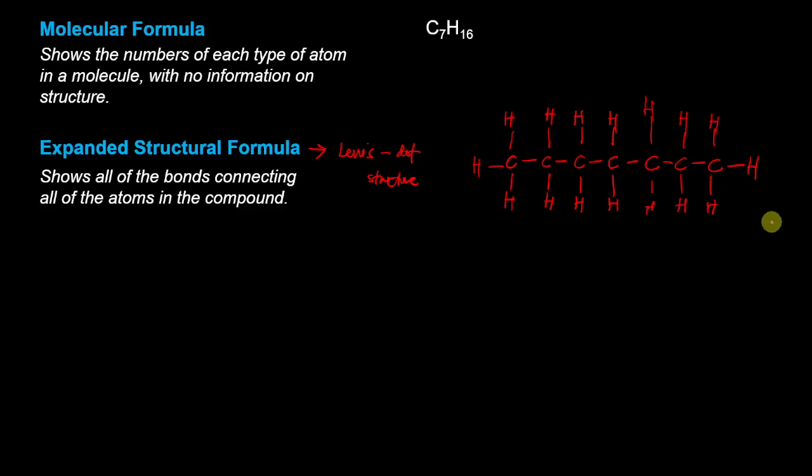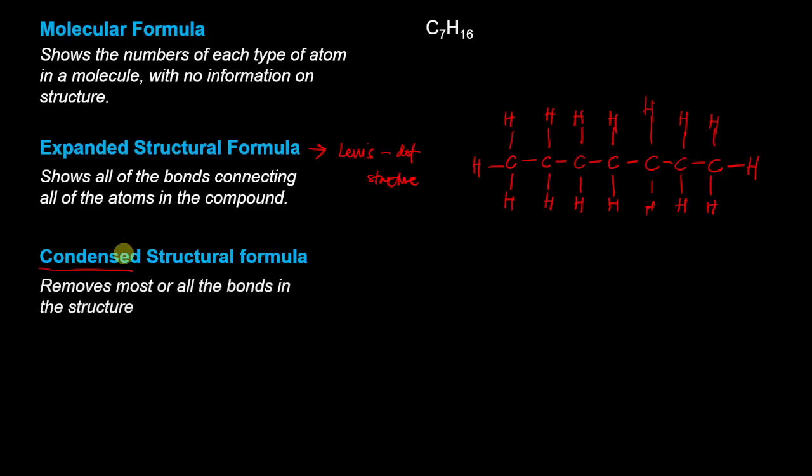Of course, if we draw the compound like this, it will take some time because most organic compounds are large molecules, so it will take time if we draw all the bonds, all the carbons and hydrogens in the structure. So we also have the condensed structural formula, from the word condense. This will minimize the structure. This removes most or all of the bonds in the structure. So if we condense this one, we can turn it into this.